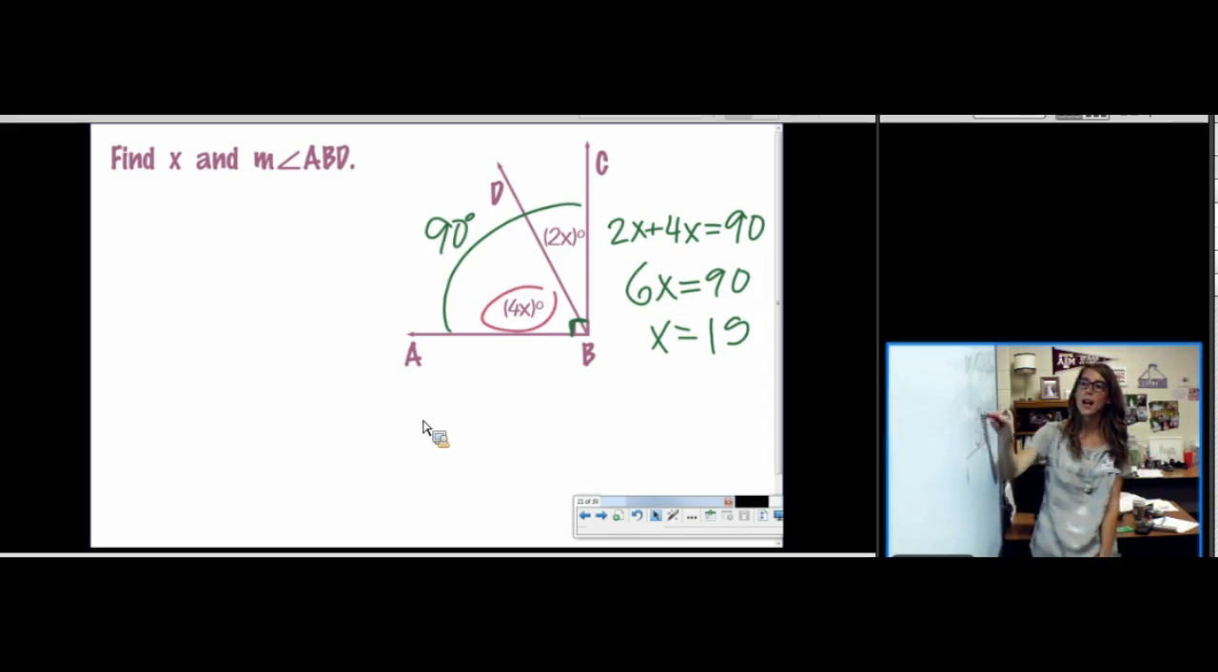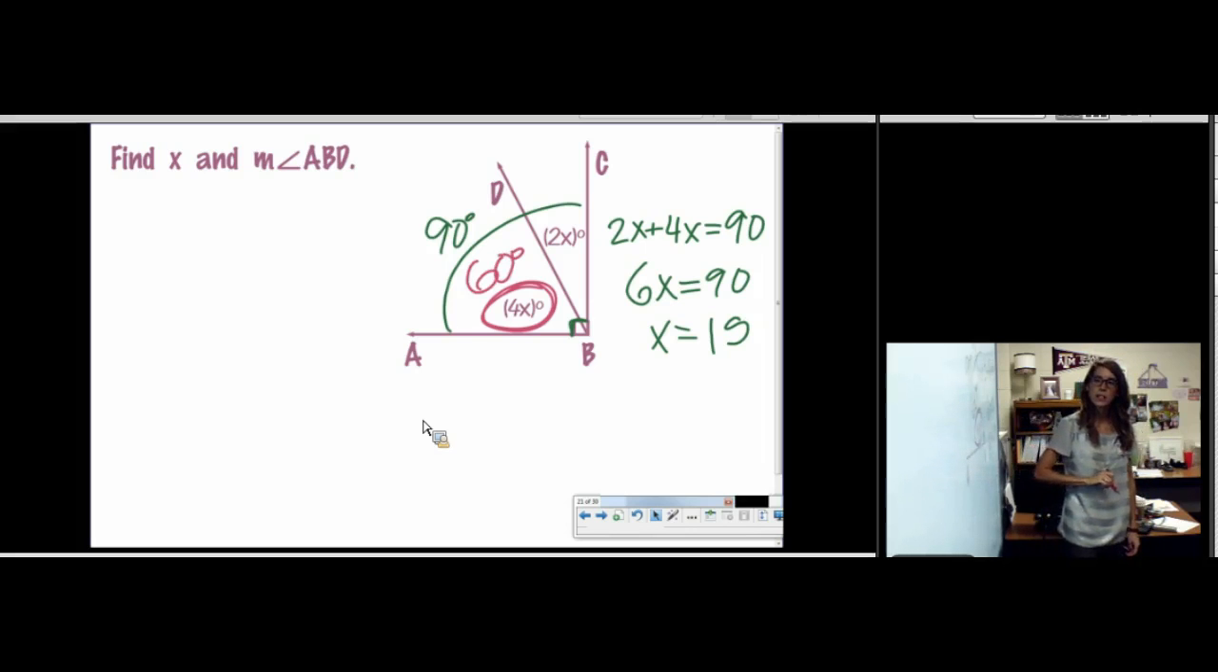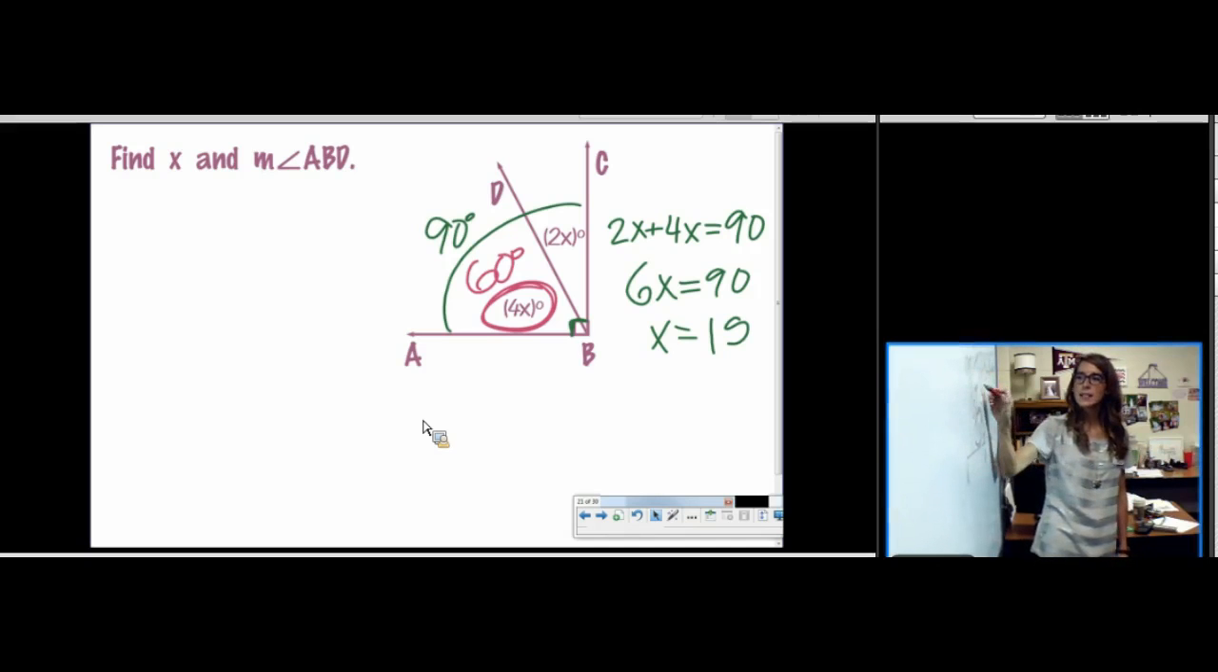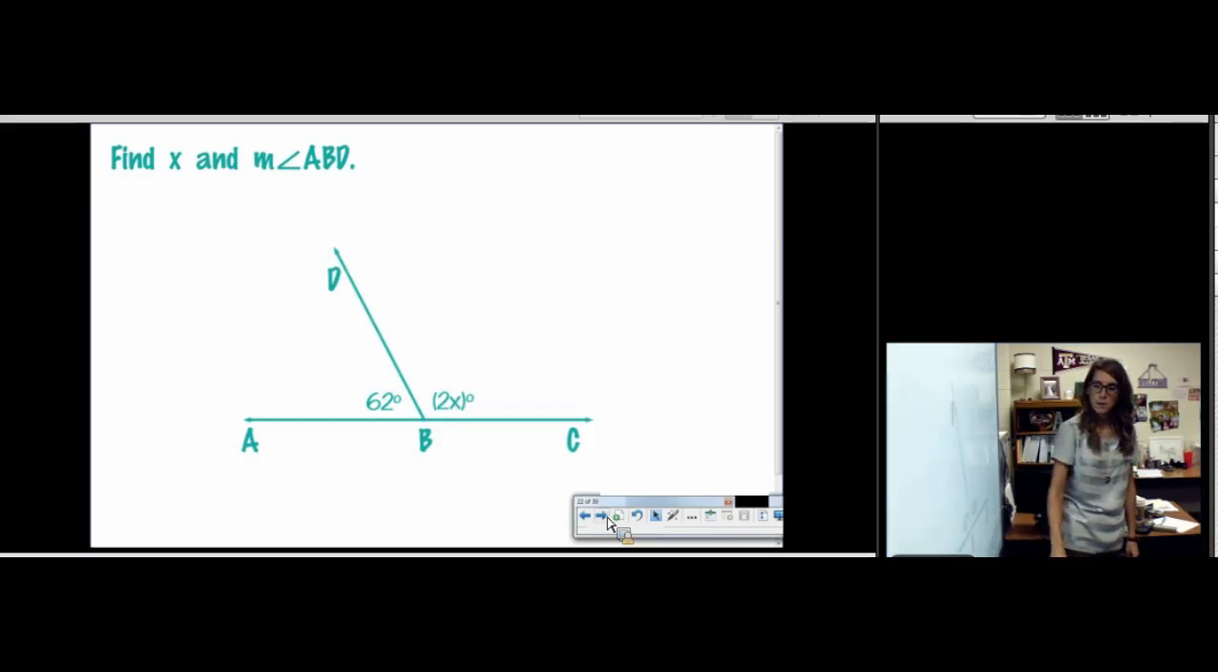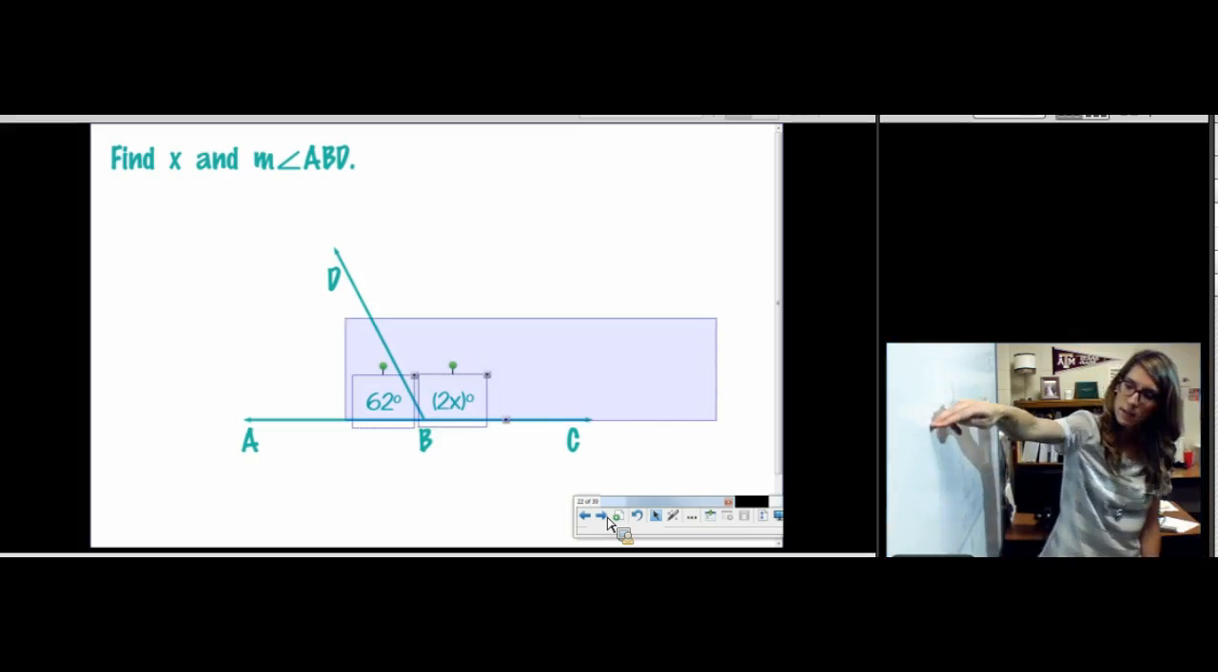ABD is 4 times x. 4 times 15, 60 degrees. 60 degrees. And then Alejandro went on and even found this one too. If that's 90 and that's 60, then that's 30. Very good. Okay. We're nearing the end of our practice.